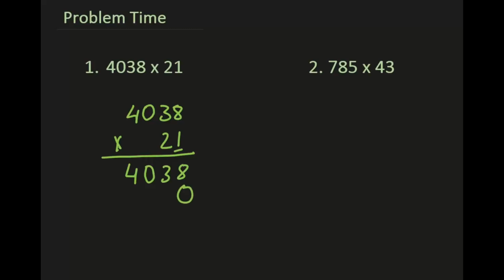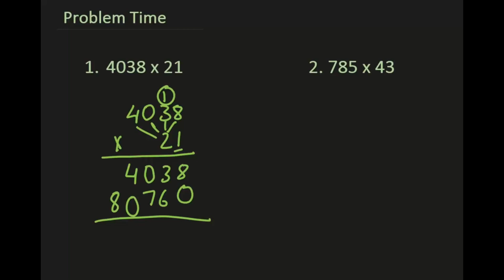Now we're going to do 8 times 2, which is 16. So 1 goes up there, 6 is down here. Then we have 3 times 2, which is 6. And then 6 plus 1 is 7. Next we have 2 times 0, which is 0. Then we have 2 times 4, which is 8.